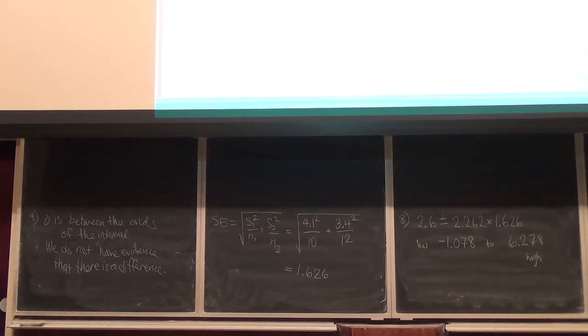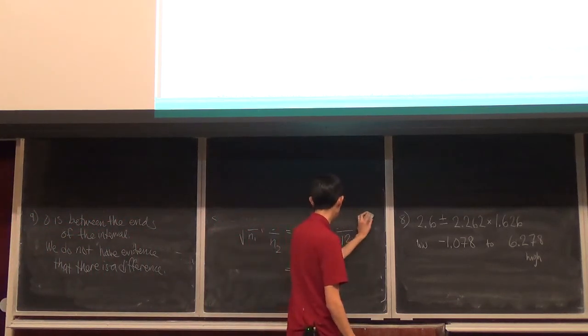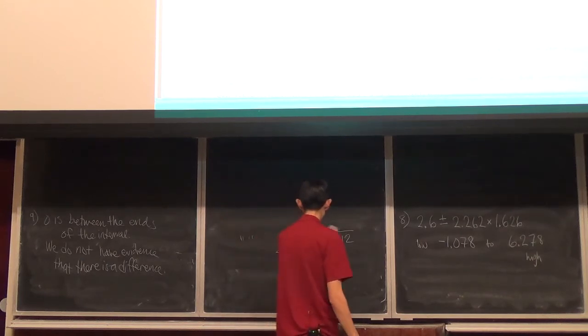Number 10 says, if instead we had made a 90% confidence interval, how would it compare to our 95% confidence interval? So would the 90% confidence interval have more spread or less spread than the 95% confidence interval? Less. The 90% confidence interval would be more narrow than the 95% confidence interval.